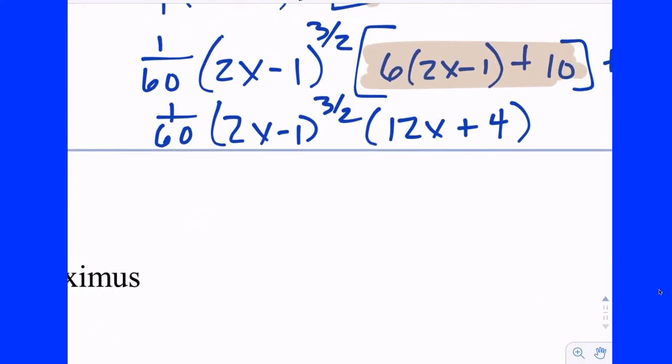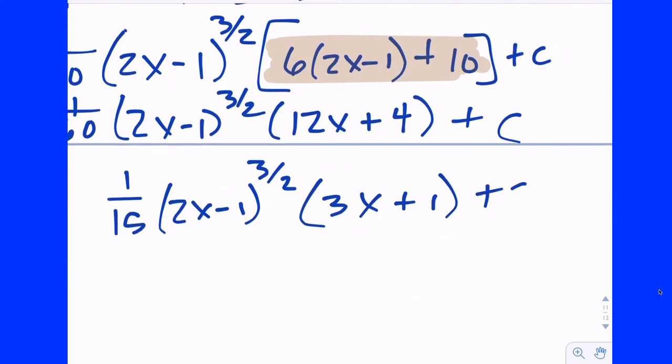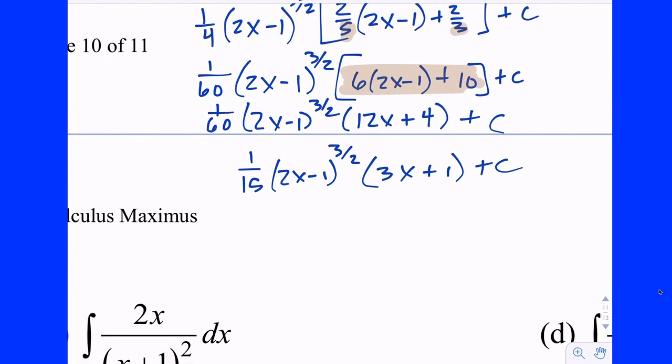But anyway, this is just more fun to have 1/15, 2x minus 1 to the 3/2 times 3x plus 1 plus c. Plus c each time. Yeah, there you go. So kind of neat.